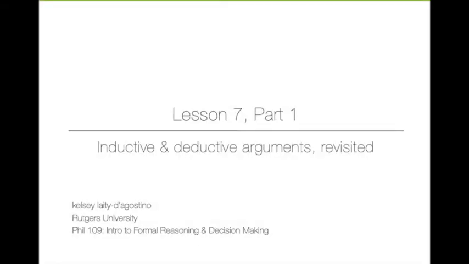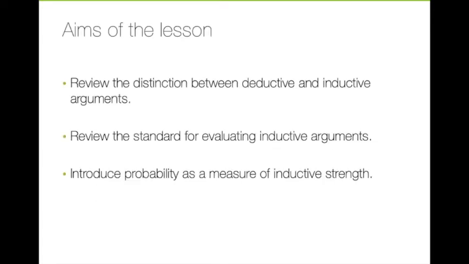Up to this point in our course, our focus has been on formalizing deductive arguments using the tools of truth functional logic in particular. But we're now going to shift our focus to studying methods for formalizing inductive arguments, in particular by using probability. So in this lesson, we're going to review the distinction between deductive and inductive arguments, and review the standard for evaluating inductive arguments, and then talk about probability as a measure of inductive strength.